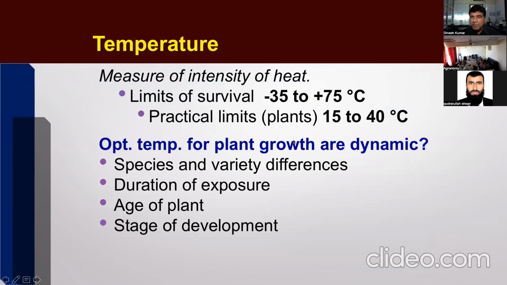Now we started temperature as a factor. I told you that the survival limit is minus 35 to 75. And for most crop plants, the practical limits are 15 to 40 degrees centigrade, meaning within this temperature range, most plants can survive. Optimum temperature depends upon species and variety. One species may need more temperature, another may need less or low temperature. Even differences exist within the varieties.